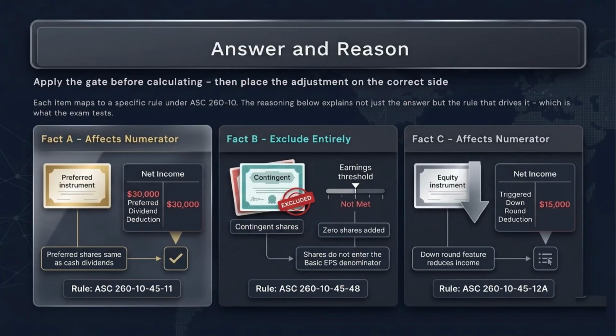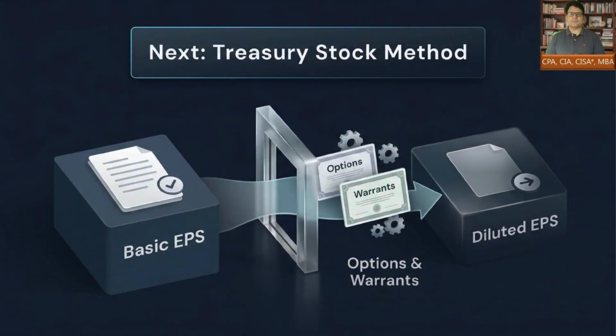Fact A affects the numerator because the preferred dividend is deducted even though it will be settled in common shares. Fact B is excluded because the earnings threshold has not been met, so the contingent shares do not enter the basic EPS denominator. Fact C affects the numerator because the triggered down round feature reduces income available to common shareholders by $15,000. That completes basic EPS.